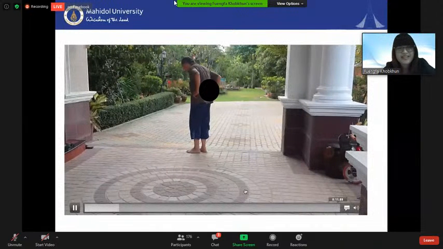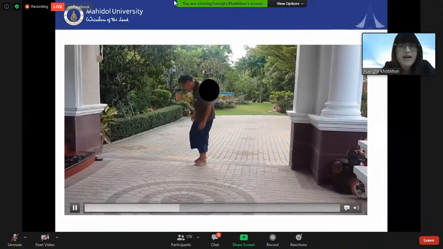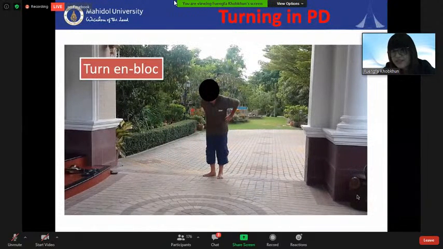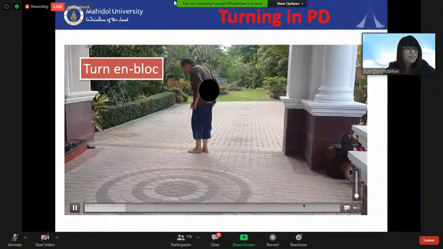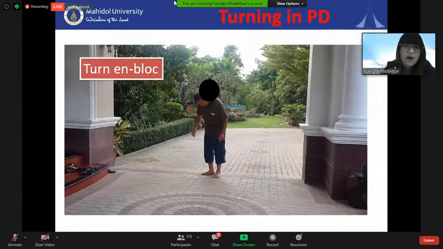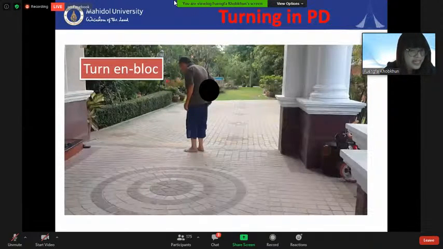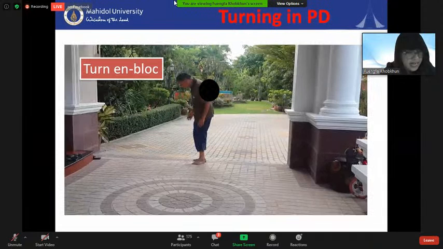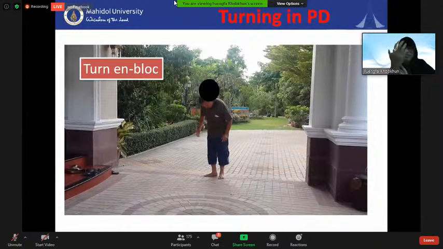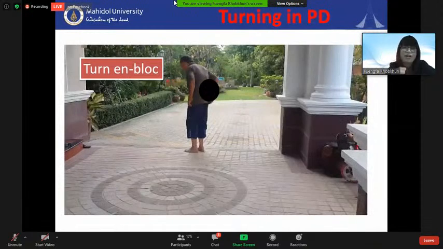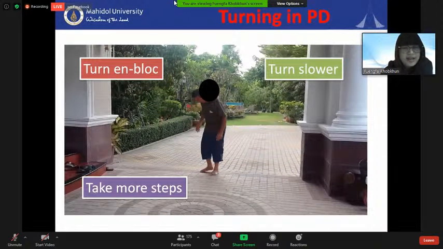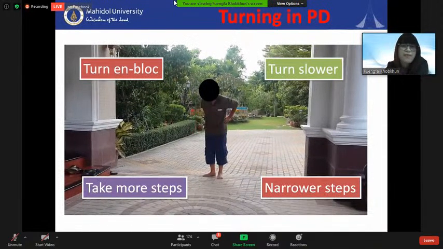So turning in Parkinson's is turning en bloc. You guys heard about en bloc? I would like to stop this one also. Okay. En bloc is defined by 2 criteria. The first one is segments moving together, and another one is simultaneous turning time of segment reorientation. If you see that turn, they will move like a block, right? Yeah, it's like the block, but they call it en bloc. Then they turn slower, they take more steps, and they use narrower steps when compared with healthy adults.